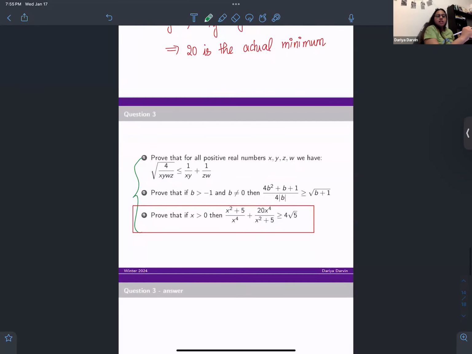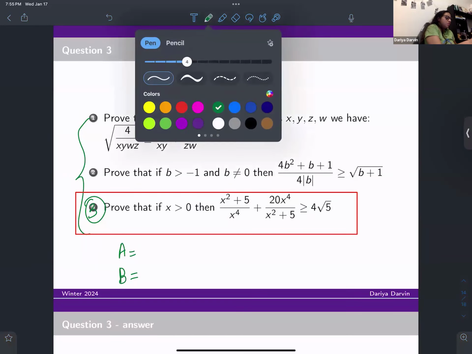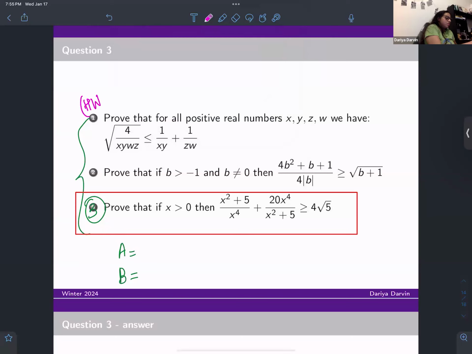Okay, let's come on to the next question then, and I'll end with this. I want you all to look at question 3 and tell me, one, how do you know you want to do it by AGM? Two, what will your A be and what will your B be? Look at question 3. This is going to be homework. Question 2, I'll try to do. So question 3, how do you know it's AGM? What stands out to you?